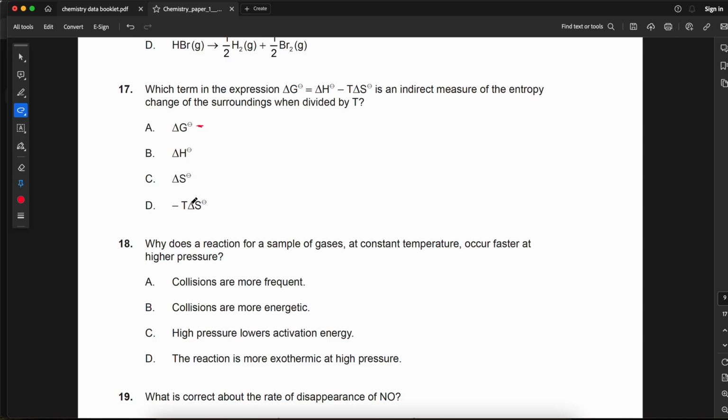And negative T delta S is the entropy change in the surroundings, the negative of the product of T and delta S of the system. So when we divide delta H by T, we can measure delta S as it is related to the heat absorbed or released by the system, because that is about delta H. So when T is given, delta S of the surroundings occurs due to the heat exchange between the system and surroundings. So delta H is an indirect measure of the entropy change of the surroundings when divided by T.